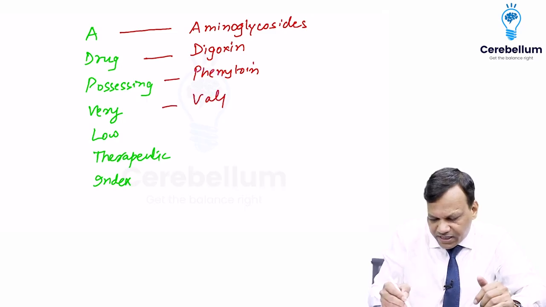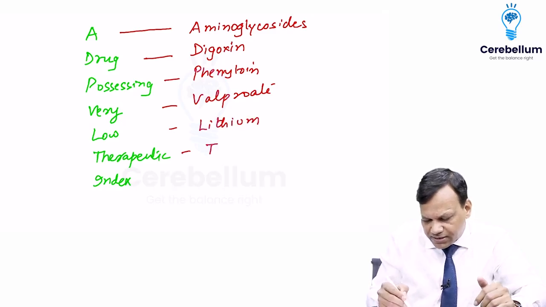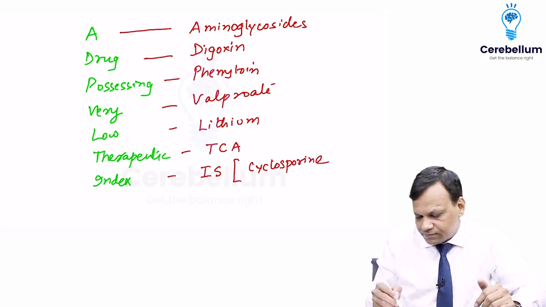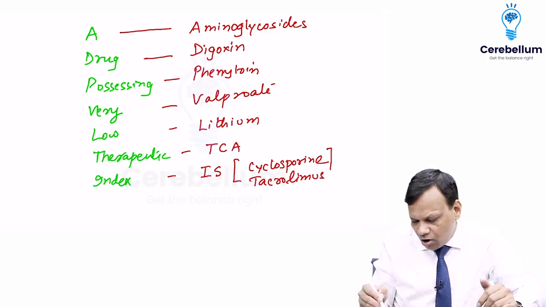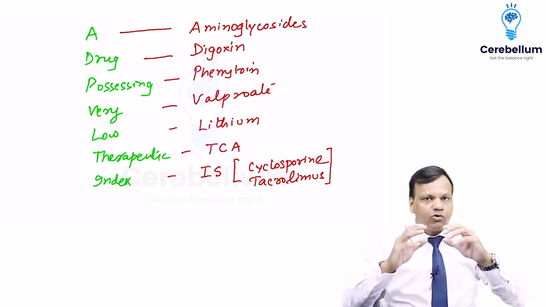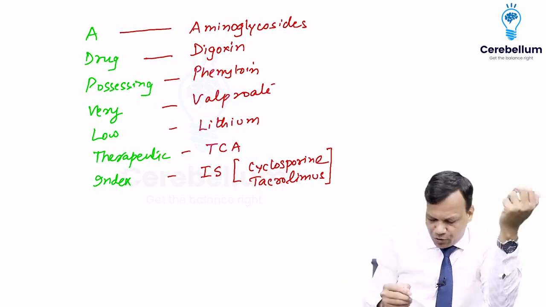In fact, most of the anti-epileptic drugs. L for lithium, T for tricyclic antidepressants, and I for immunosuppressant drugs like cyclosporin and tacrolimus. So these are the drugs for which we commonly do TDM. So TDM is commonly done for drugs which have a narrow therapeutic index. So you can remember as a drug possessing low therapeutic index.